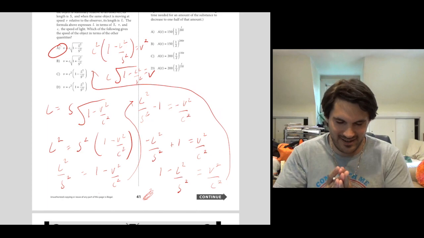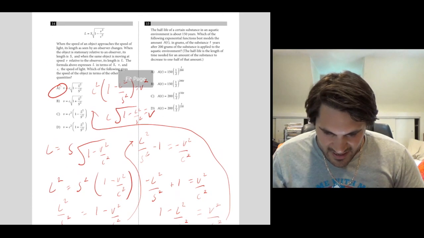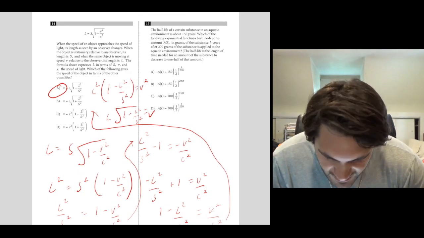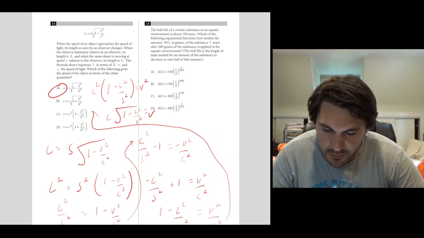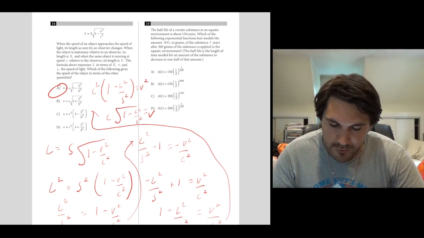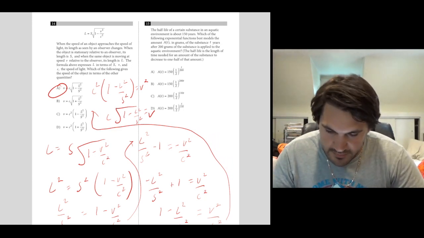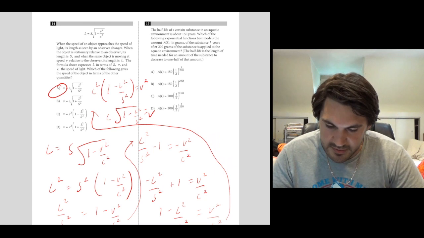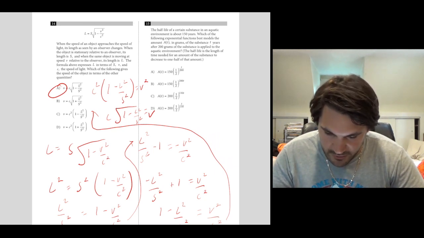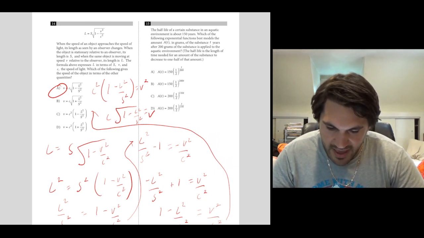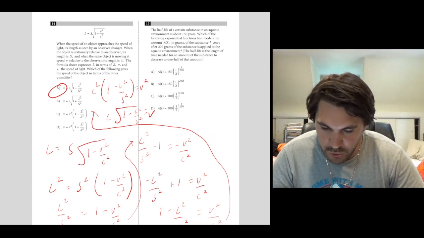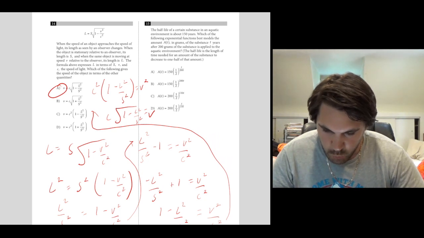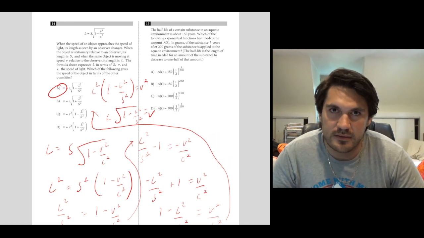Okay, got there. Number 15. The half-life of a certain substance in the aquatic environment is about 150 years. Which of the following exponential functions best models the amount A sub T in grams of the substance T years after 200 grams of the substance is applied to the aquatic environment? And they define what half-life is. So basically, they said that after 150 years, the weight should decrease by half.